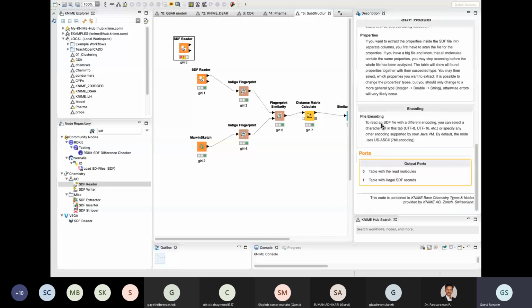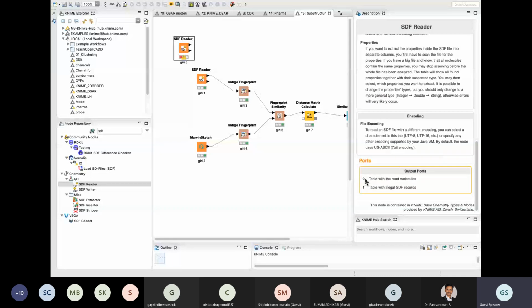Let's look at it. The zeroth output is the table with read molecules. So any molecule that is read successfully, those are read molecules. The second port is called 1. Yesterday you learned from Archana that in indexing, we always start from 0, not from 1. So here the zeroth port is the read molecules, and the first index port is broken molecules, which did not read.